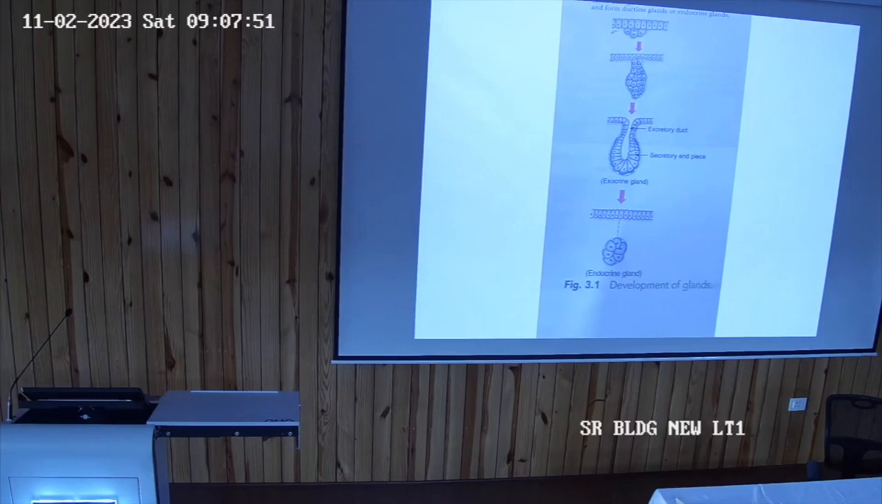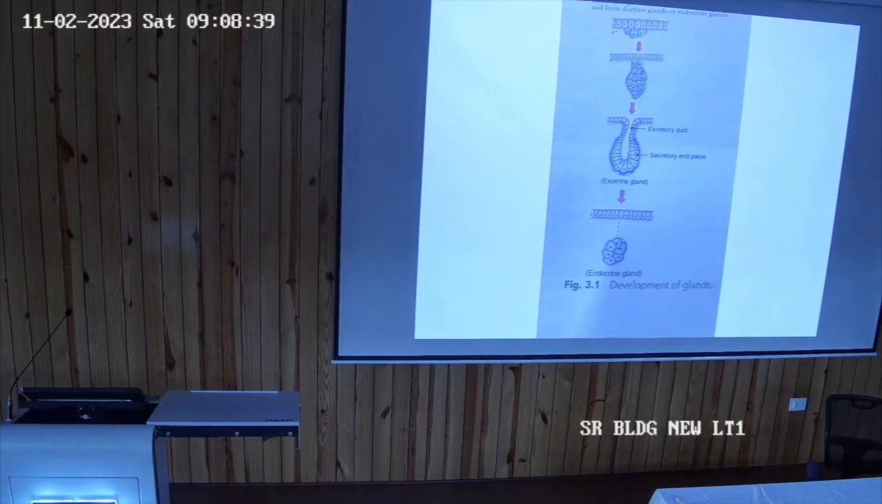See the development of the gland. You can see, this is the surface epithelium. This is the invagination of the surface epithelium. It is invaginated into the connective tissue and forming the glands. Now the other part, the distal part of the invagination, that is this one. The distal part of the invagination is forming the secretory entities. Look at this one. And the proximal part of the invagination, that is this one, is forming the excretory duct. That is the way the glands are developed.